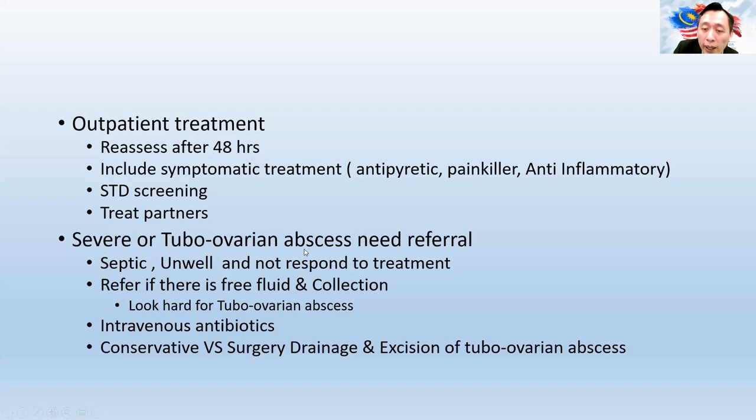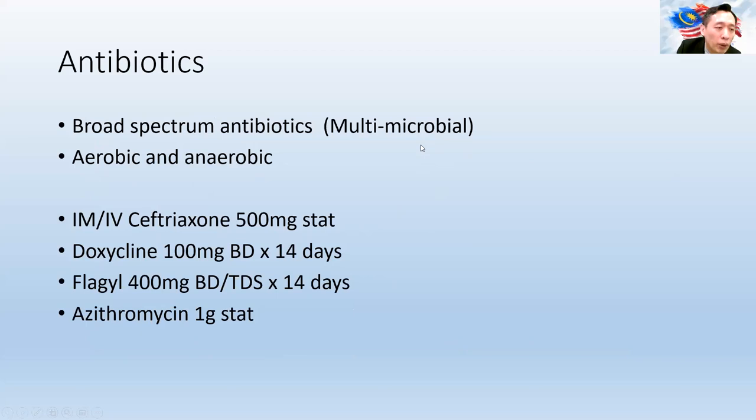So antibiotic-wise, broad spectrum, because it's also polymicrobial, and you need to cover aerobic and anaerobic. Most of the time you can give ceftriaxone 500 mg stat. You can give doxy and Flagyl for 14 days with azithromycin 1 gram stat. Some GPs can also give gentamicin. If you want, you can add gentamicin. Or you may want to stop the ceftriaxone once the patient becomes better.